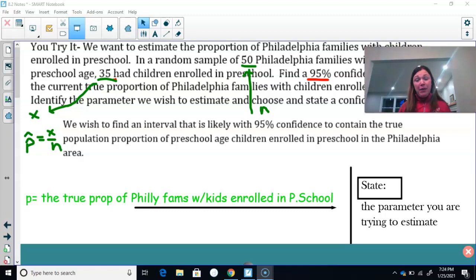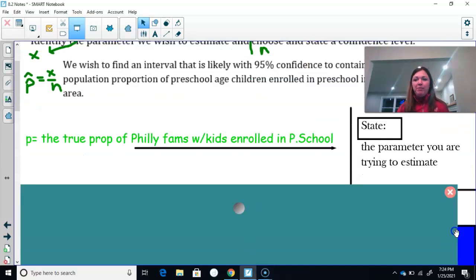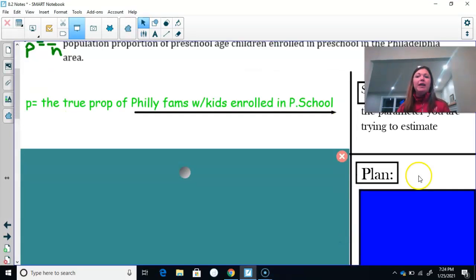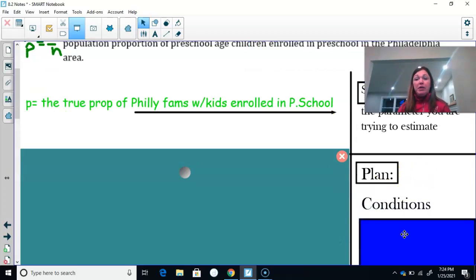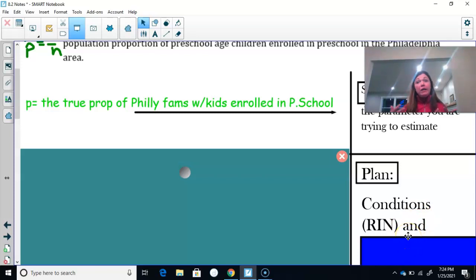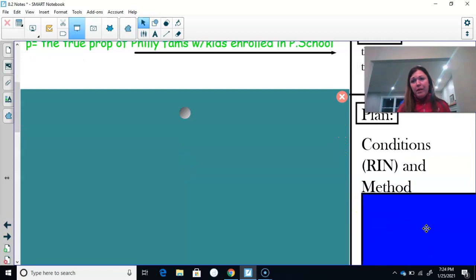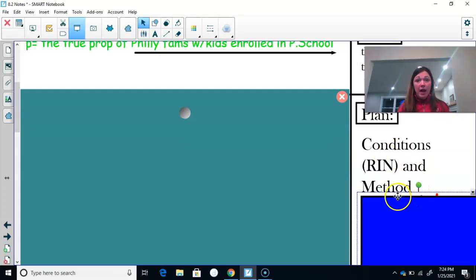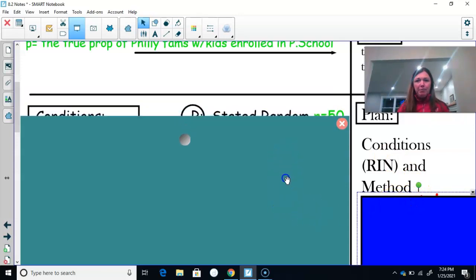The next part is the plan. Hopefully you are used to the conditions now. We need to go for a RIN. There's one other thing you're going to need in this plan. You need to do the conditions, that is our RIN. But you also have to say, okay, our conditions are met, now what are we going to do? What method are we going to use to draw conclusions about this population? So there is our method right there. Conditions and method, and I'll talk about what you're going to write down for the method.